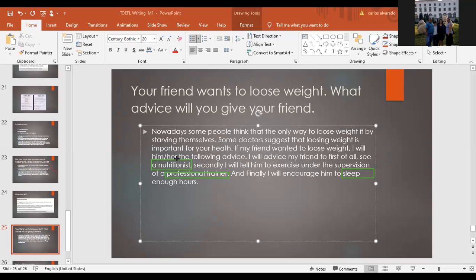Why is it important that you see a nutritionist? What advice would a nutritionist give you? Why is it important to sleep enough hours? How can your friend sleep enough hours, etc., right? Pero quiero que vean algo. La nota ya viene desde la introduction, es decir, cómo lo van a desarrollar se basa en la introduction, okay? Do you see how important the introduction is? It's very important, por eso estoy enfatizando bastante la introduction, okay?